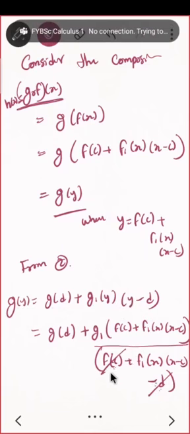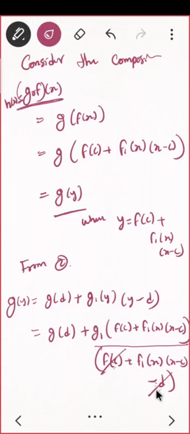But you observe what d is. d is the same as f of c. So f of c and minus d will get cancelled. I will be remaining only with this thing.